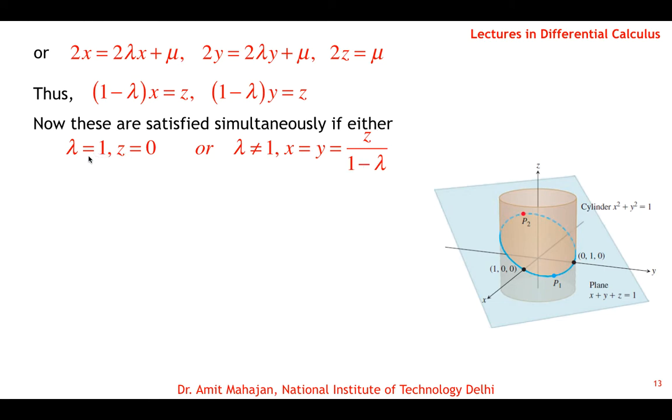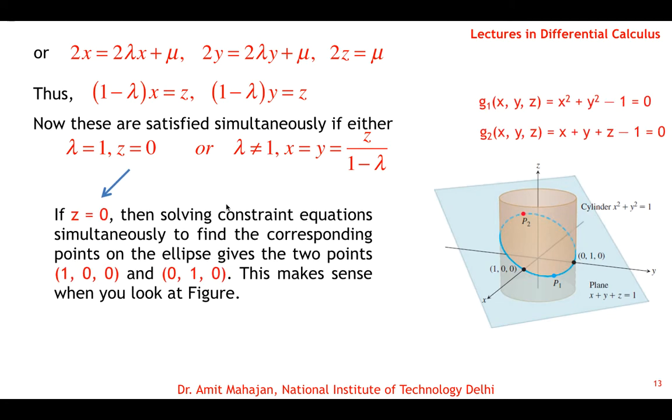Now the first case, when z is 0. If you solve the constraint conditions with z equal to 0, then the first equation is x squared plus y squared equals 1, and the second is x plus y equals 1. So these two will be satisfied only at these two points, 1 0 0 and 0 1 0. So that means these two points are on the ellipse.